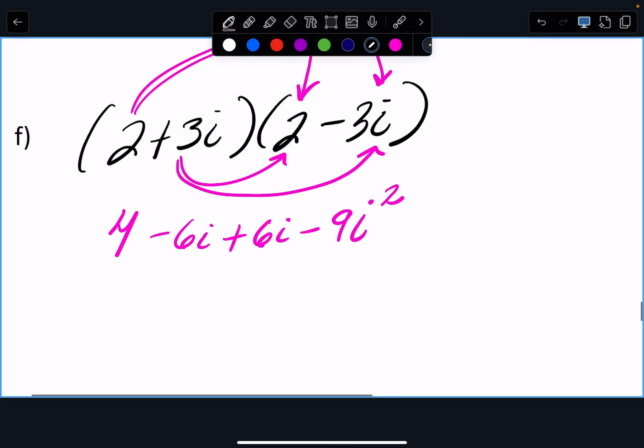Now look, when you multiply conjugates together, this only happens if it's conjugates. Do you guys see how the middle term is canceling out? That's always going to happen, as long as they're conjugates. A conjugate is only a change of sign in the middle. Okay, the middle term canceled out. So far we have 4 minus 9i squared.